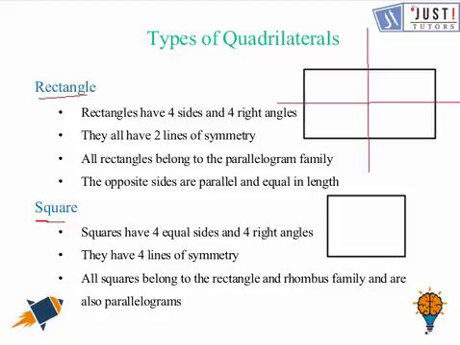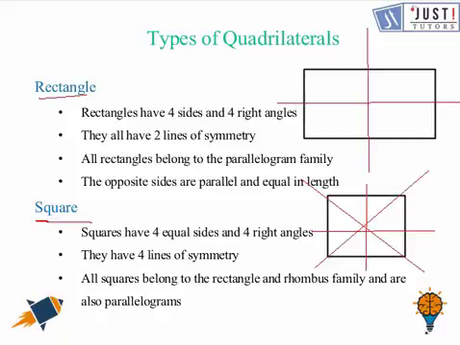Now we are going to learn about square. So squares have 4 equal sides. All the sides of the square are equal. This is the difference between the square and the rectangle. That rectangle has opposite sides equal, but square has 4 equal sides with 4 right angles. Squares have 4 lines of symmetry. How? Along this line, diagonally as well, like this. This is 4 lines of symmetry of a square.